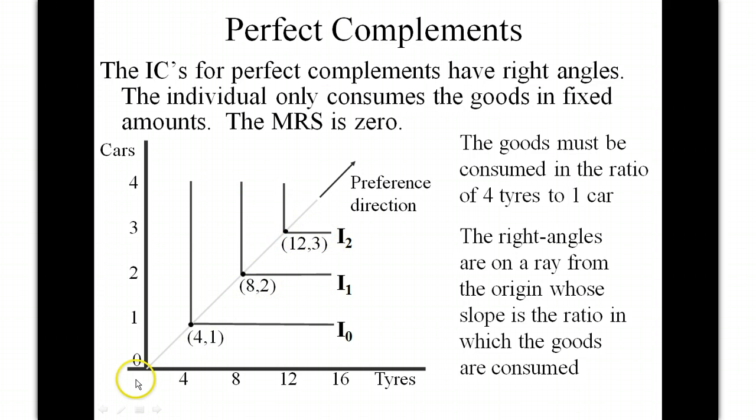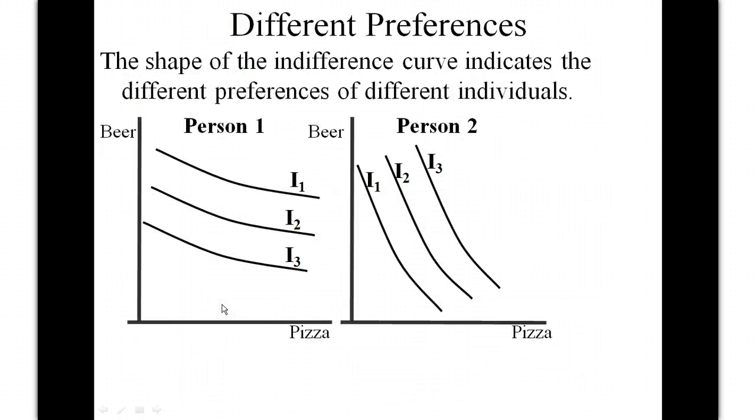That you need to be sort of along this radius here, where you're consuming the goods in a certain proportion. So for cars and tyres, it's 4:1. So the right angles run away from the origin, whose slope is the ratio in which the goods are consumed, 4:1. So they're sort of the extremes.